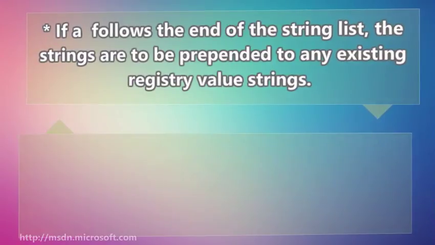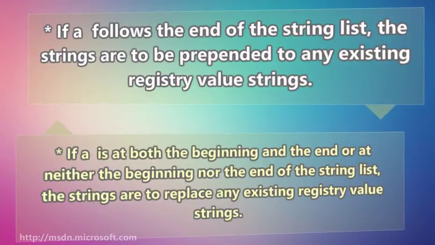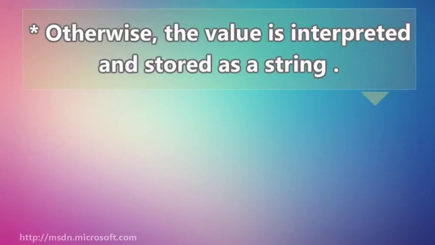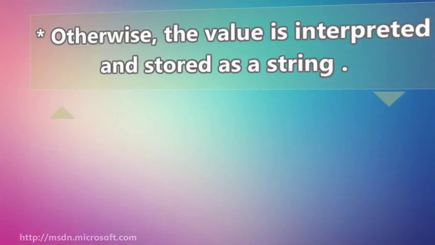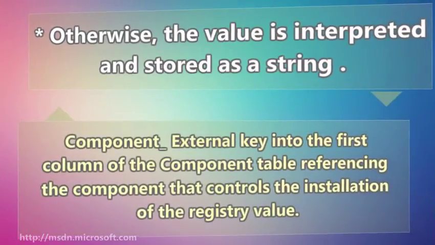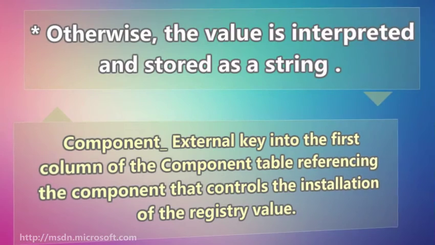If [~] is at both the beginning and the end, or at neither the beginning nor the end of the string list, the strings are to replace any existing registry value strings. Otherwise, the value is interpreted and stored as a string. Component_: external key into the first column of the Component table, referencing the component that controls the installation of the registry value.